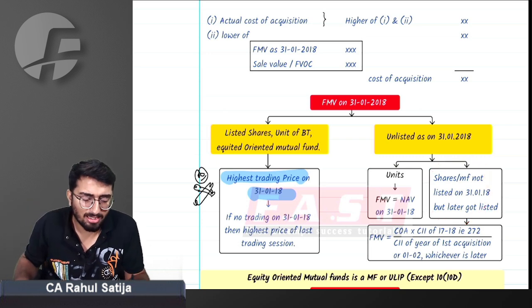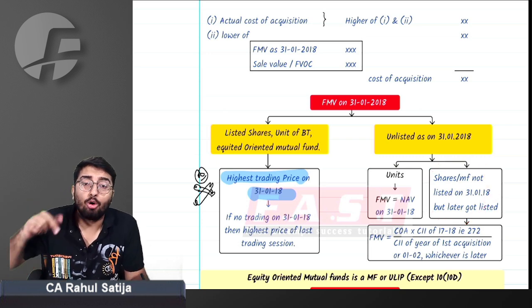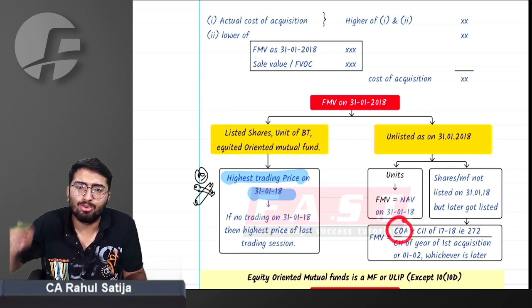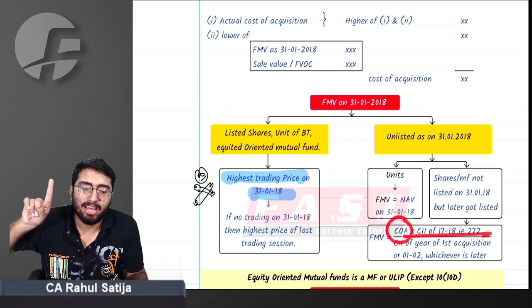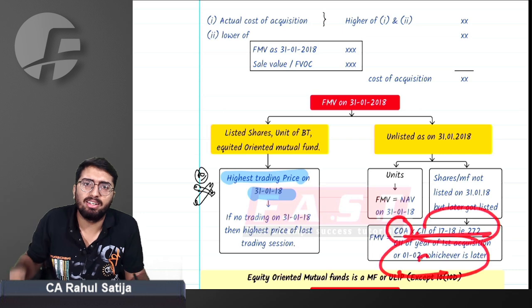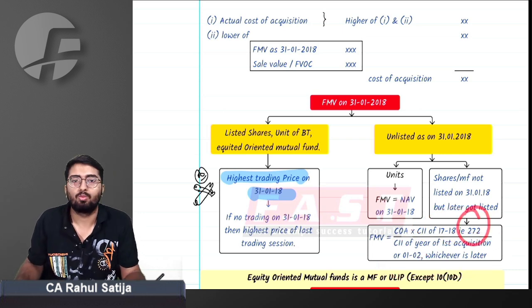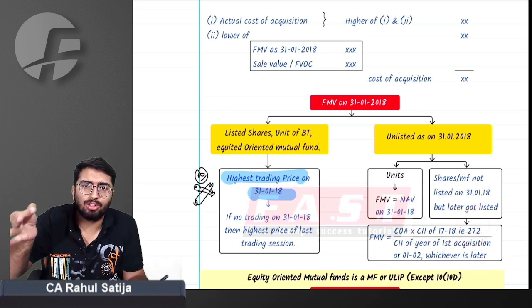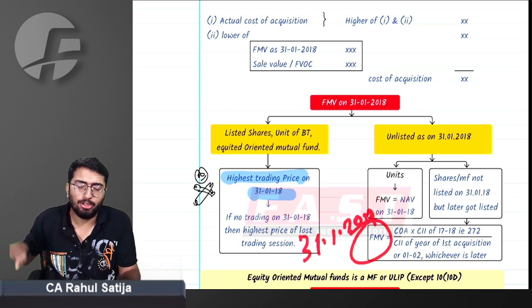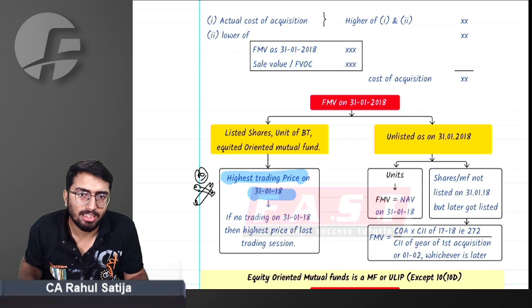But if shares or businesses are not listed on 31st January 2018, how will you take that? You will take the actual cost of acquisition, divide by CII of the year of acquisition, and multiply by CII of year 17-18, that is 272. This will give you the indexed cost of acquisition, or FMV, as on 31st January 2018. Did you get this point?